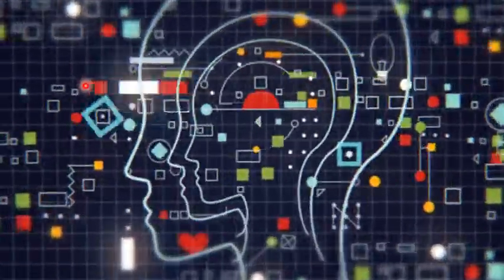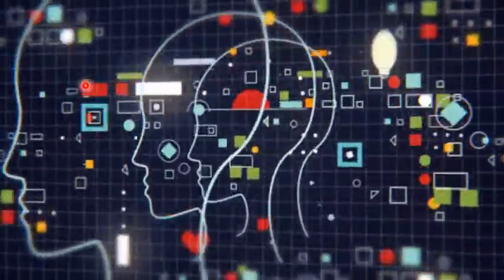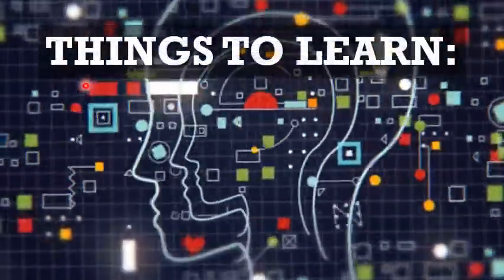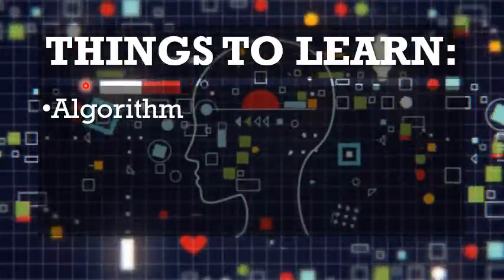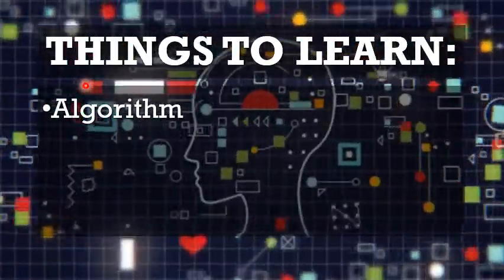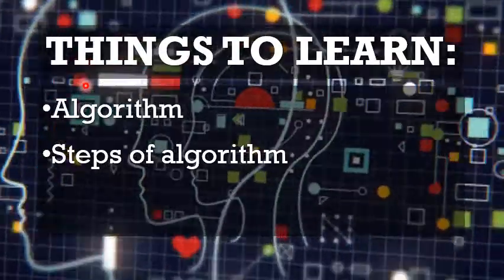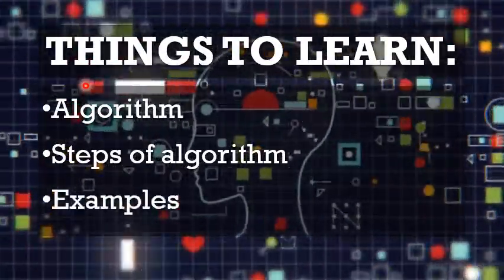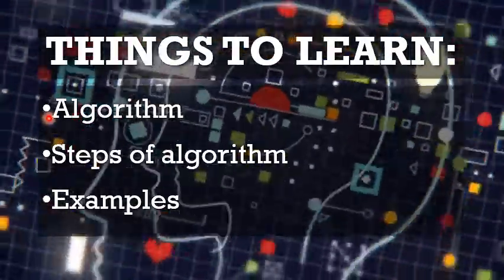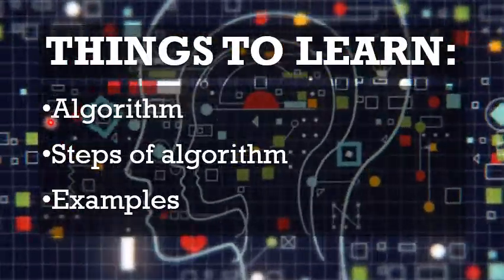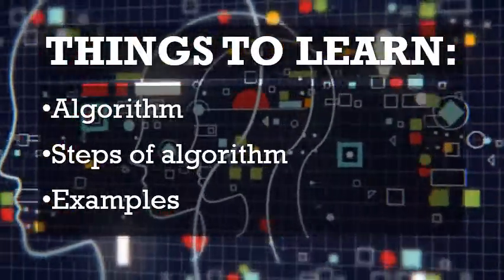Dear kids, this chapter is of only one page, so only a few things we are going to learn in this chapter, and the things to learn are: algorithm, what is algorithm, the definition of algorithm, steps of algorithm, and examples. So let's start with the clear and easiest definition of algorithm.